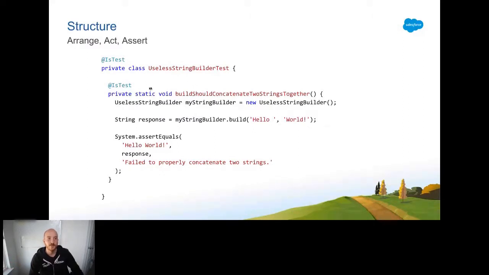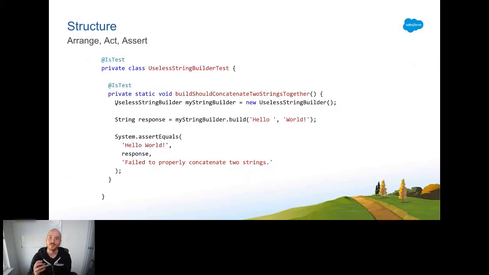And here we have a test method. It's a private static void build should concatenate two strings together. You want the names of your tests to be human readable. And we configure our tests and write them in a way such that we split them up into three separate parts: arrange, act, and assert.